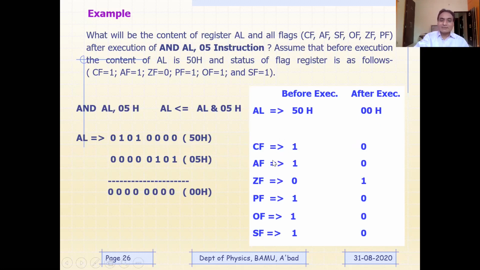And what about flags? You can see now there is no end around carry. तो CF पहले 1 था, अब 0 हो जाएगा क्योंकि end around carry नहीं है. Auxiliary carry भी यहाँ पर नहीं है. So AF was 1, is going to be 0. Now as far as ZF is concerned, process result we got 0. Earlier it was 0, but it's going to be set to 1 because process result is 0. PF parity flag, earlier it was 1, but there is no parity generated, so it's going to be 0. Overflow बिलकुल है नहीं, 0. Sign flag, there is no question of sign, so it's going to be 0. So this is how the status flags are going to be updated by using AND AL, 05 instruction.